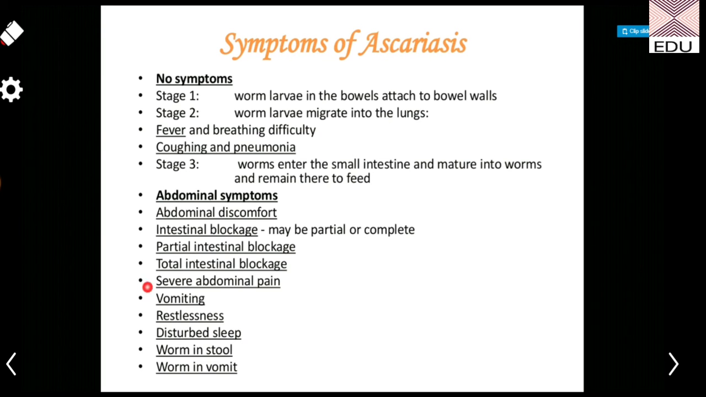Then we have severe abdominal pain, which is one of the symptoms of ascariasis. We can have vomiting, restlessness, disturbed sleep, and worms in the stool. If you are passing worms in the stool, this is definitely ascariasis, or something matching it, but that is a very foolproof symptom. If you have a worm in the vomit, this is again ascariasis, because in the life cycle we have studied that after the larval stage, the ascaris migrates to your trachea and larynx. From there it can come out in the vomit. Students, it is quite common that the worm can come out from your mouth.